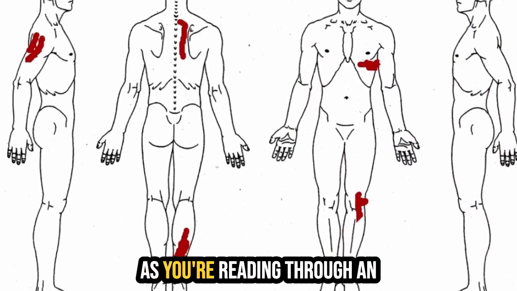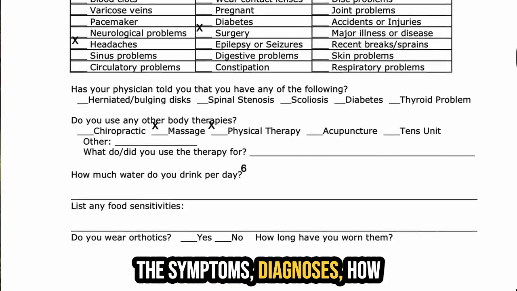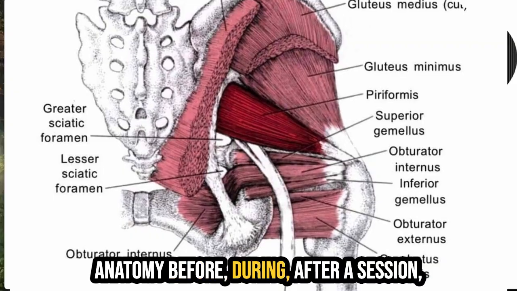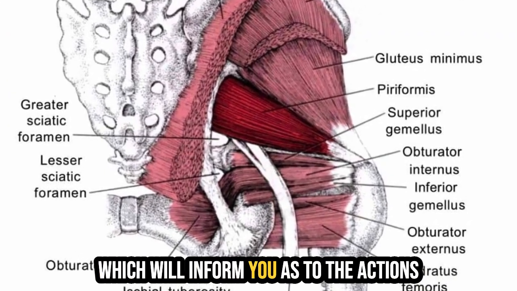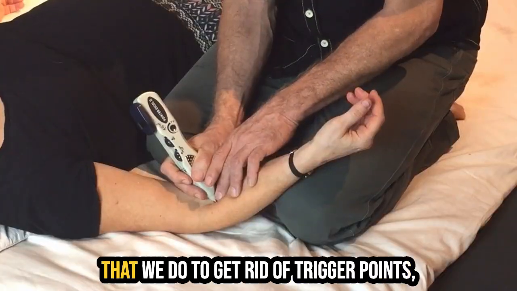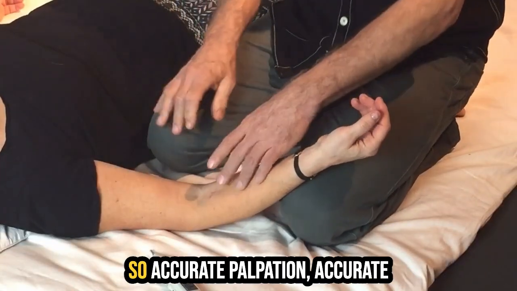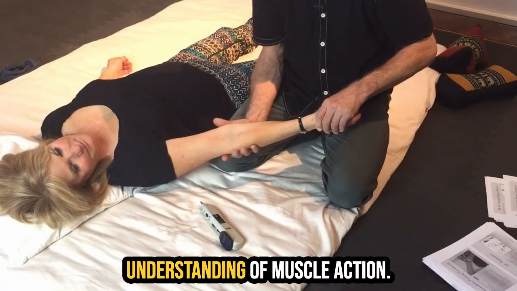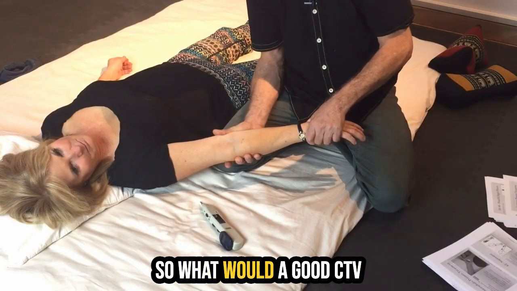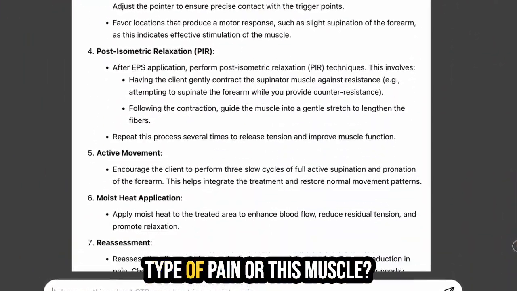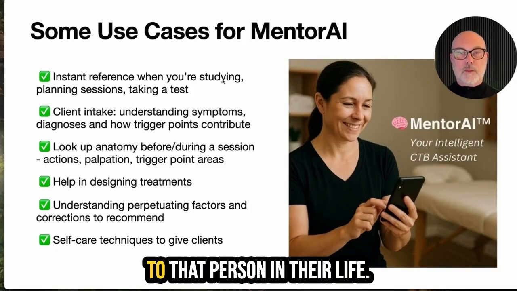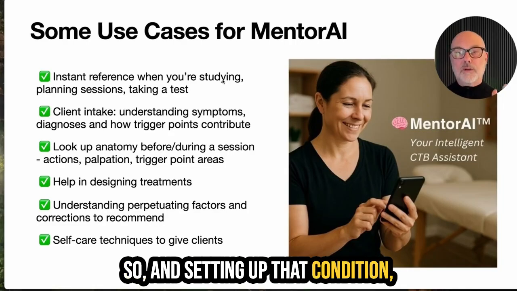Client intakes. As you're reading through an intake, you want to understand the symptoms, diagnoses, how trigger points might contribute. Looking up the details of functional anatomy before, during, after a session, which will inform you as to the actions of the muscle, how to shorten it, how to lengthen it, how to do the techniques that we do to get rid of trigger points. So accurate palpation, accurate understanding of muscle action, super, super important. Help in designing treatments. So what would a good CTB treatment plan be for this type of pain or this muscle? Understanding what perpetuating factors might be contributing to that person in their life, and setting up that condition.